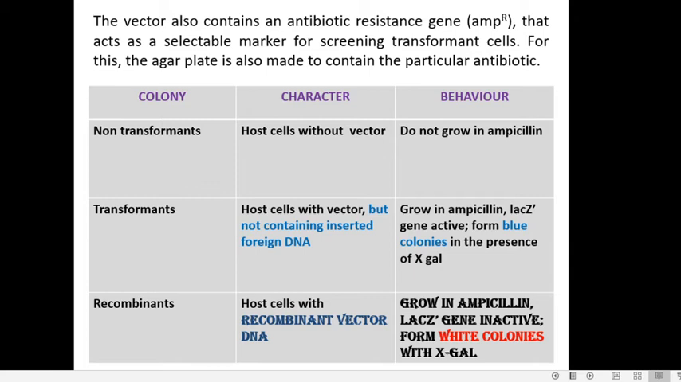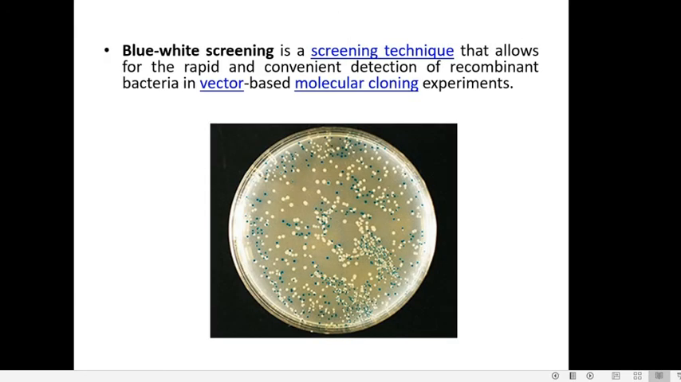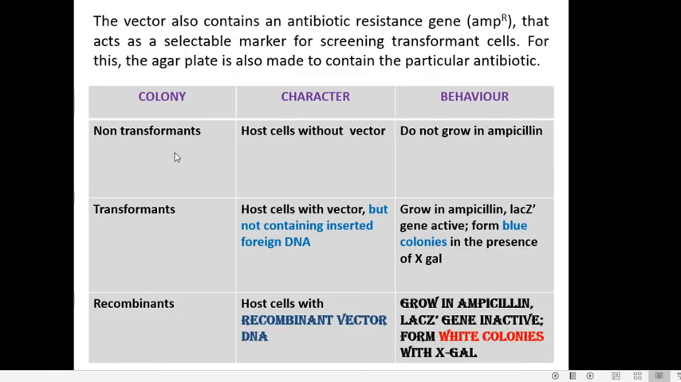Suppose the cell doesn't take up the vector at all. That is what is called a non-transformant cell. A cell which refuses to take up the vector, even with the foreign gene or without the foreign gene. So suppose it is a non-transformed cell. It will contain only omega peptide. So in the presence of X-gal, it will appear white in color. So the recombinant colonies we expect are also white in color, and the non-transformants will also appear white in color. So we will make a wrong selection.